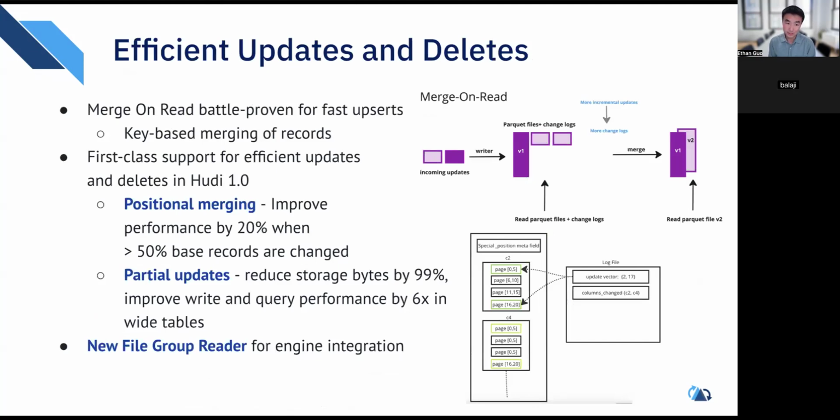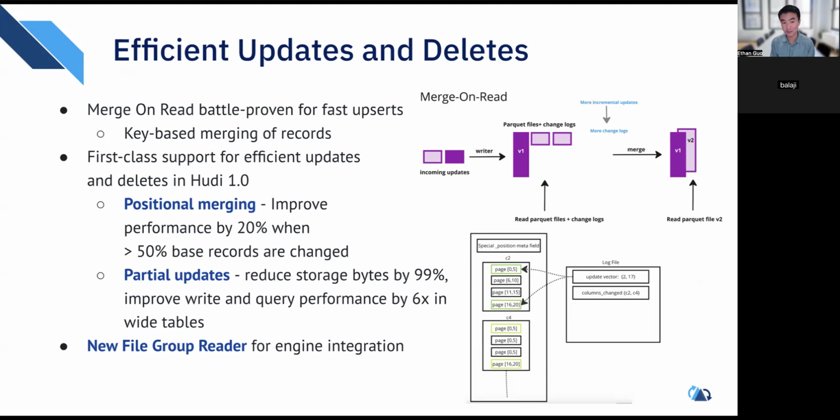Besides the timeline and non-blocking concurrency control, we also introduce new format changes and efficient updates and deletes. As you know, Hudi has the merge-on-read table type, which is battle proven for fast upsert, and it supports key-based merging. In Hudi 1.0, we introduced first-class support for efficient updates and deletes using positional merging. This means that for merging base and log files, we use positions instead of record keys, which can do position skipping and also improve the performance by more than 20% when there are a lot of updates.